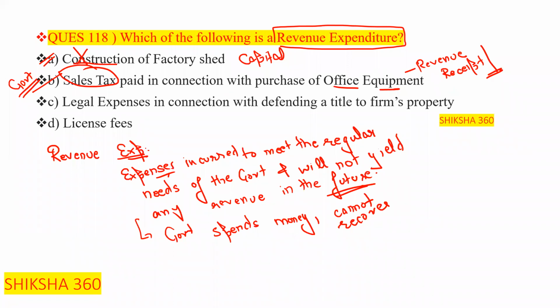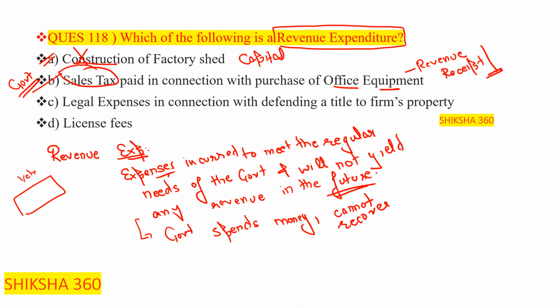The third one is legal expenses in connection with defending a title to the firm's property, clear. The last one, the fourth option, is license fees, clear.